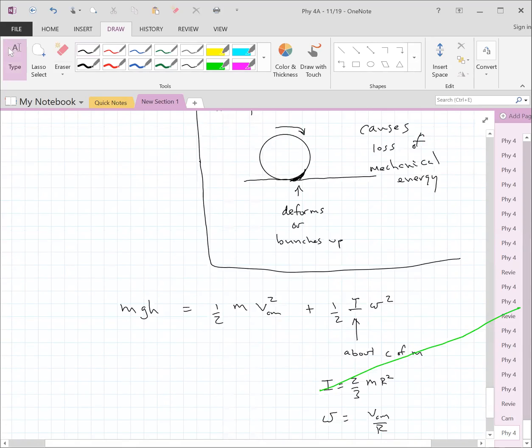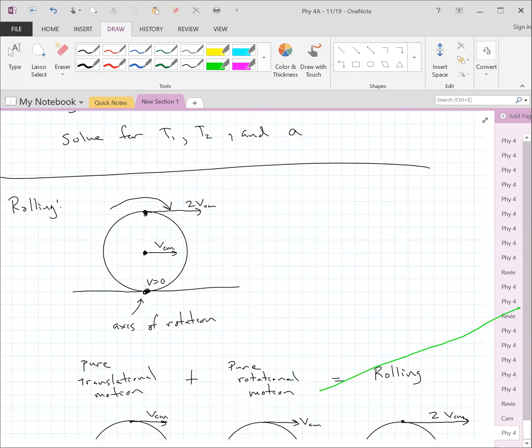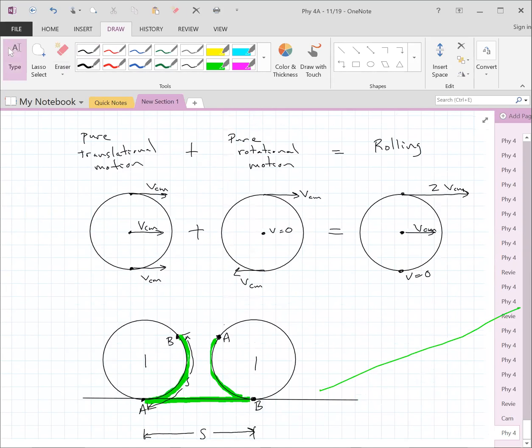Okay, so I talked a little bit about rolling and the fact that rolling is pretty complicated. It's rotation about this axis right here, the point that's in contact with the ground. That's kind of tricky to deal with. But what's not so tricky is pure translational motion and pure rotational motion. And when you can combine those, it's as if it's rolling. It's the same as if the object is rolling. And so that's what I did.